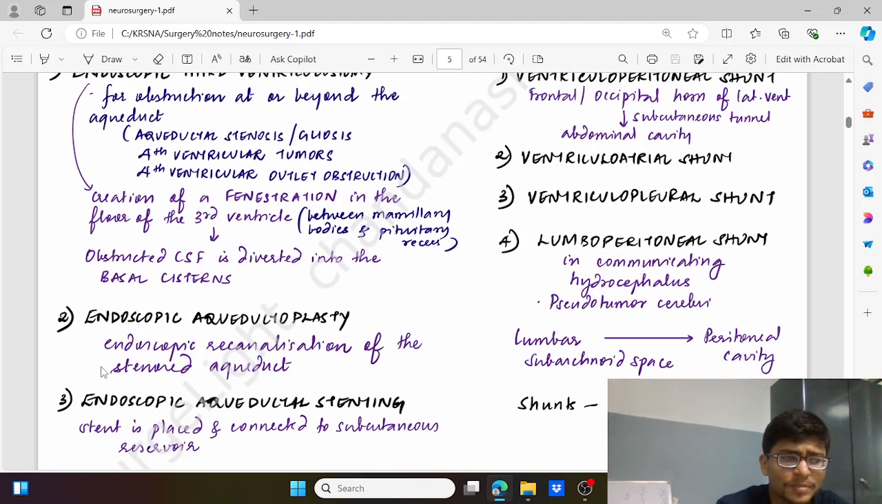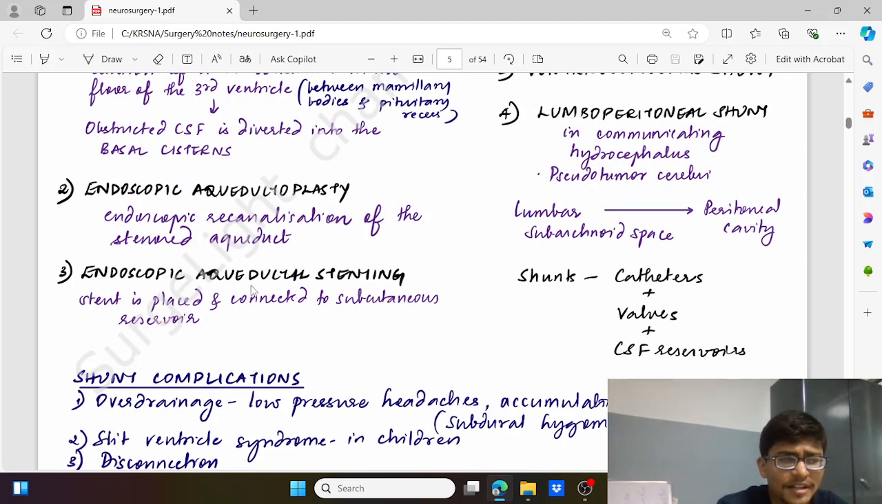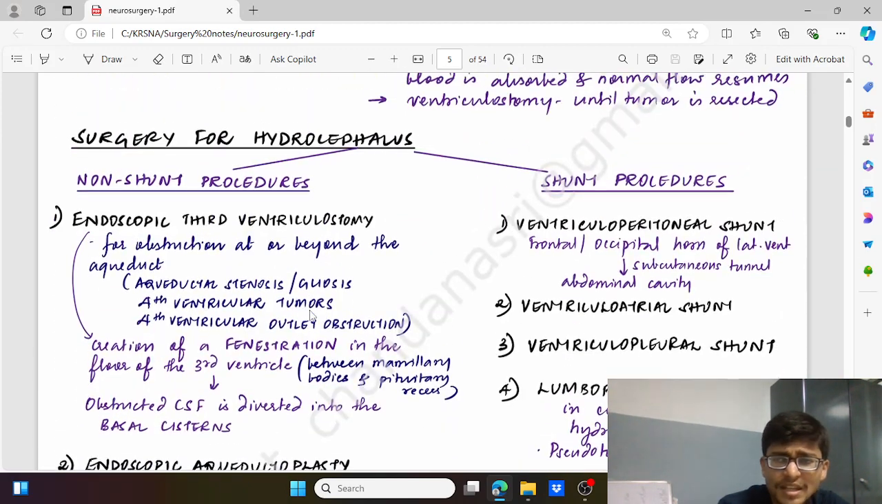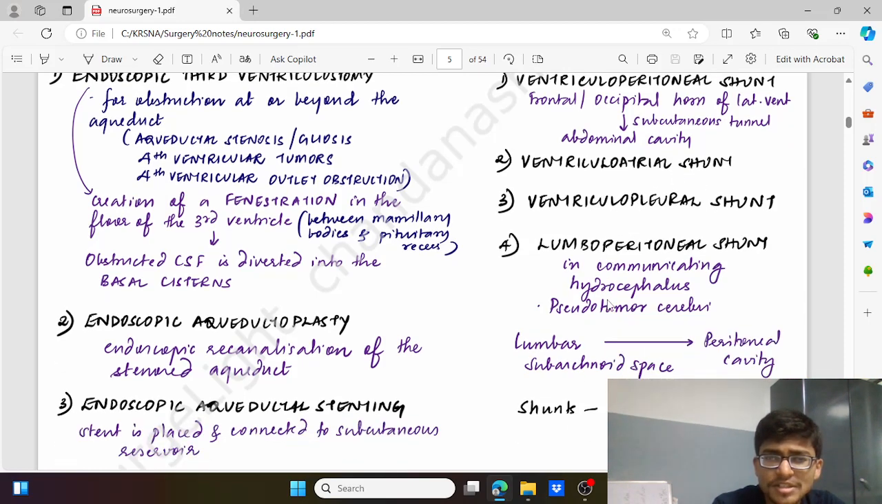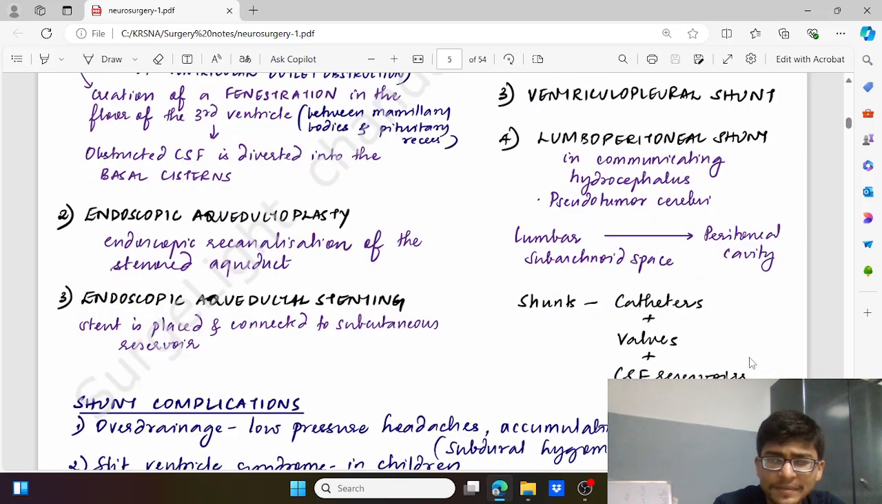Then we have endoscopic aqueductoplasty, where we do endoscopic recanalization of the stenosed aqueduct of Sylvius. Then aqueductal stenting, where we go for endoscopic stenting, and a stent is placed and connected to a subcutaneous reservoir. Then we'll see the shunt procedures: ventriculoperitoneal shunt, where the frontal or occipital horn of the lateral ventricle is connected to the abdominal cavity through a subcutaneous tunnel. Then ventriculoatrial shunt, ventriculopleural shunt, and lumboperitoneal shunt, used in communicating hydrocephalus and pseudotumor cerebri, where the lumbar subarachnoid space is connected to the peritoneal cavity. In the shunt, we have catheters, valves and CSF reservoirs.